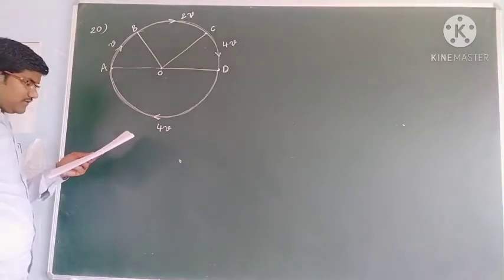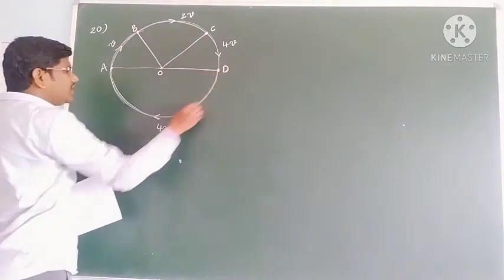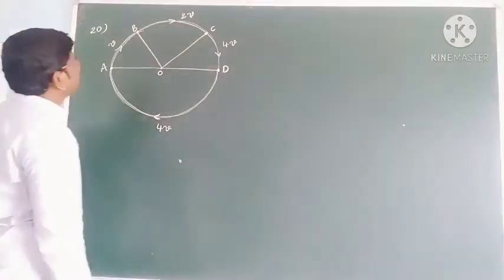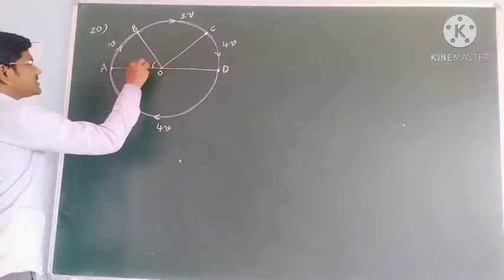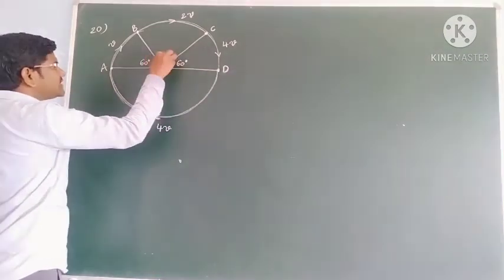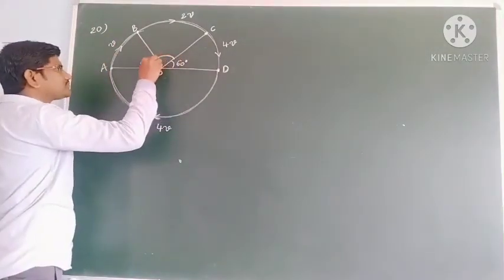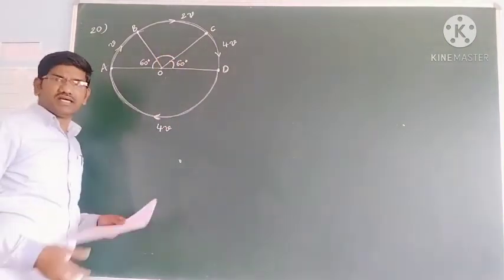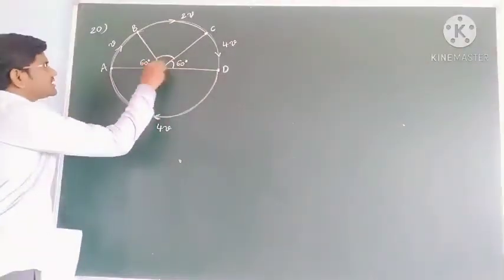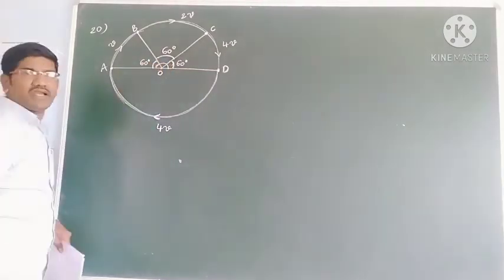Okay students, so it is moving from A to B, B to C, C to D, D to A. Find the average speed of the car. This angle is given as 60 degrees, this is also 60 degrees, and this angle will also be 60 degrees, because the total linear angle is 180 degrees.